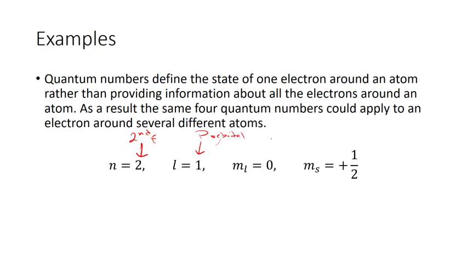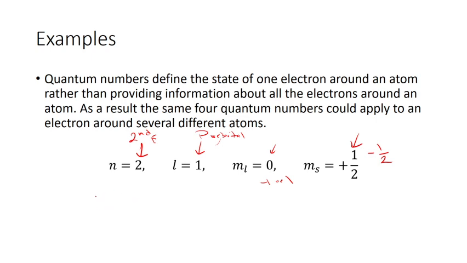Then we have m sub L equals 0. This is more or less assigned randomly. There's no real reason why this couldn't be -1 or +1 as well. We're going to assign it arbitrarily. Same with m sub s, the +1/2. It could just as easily be -1/2. And if you're only talking about one electron, it won't matter. What we've got here is second and p.